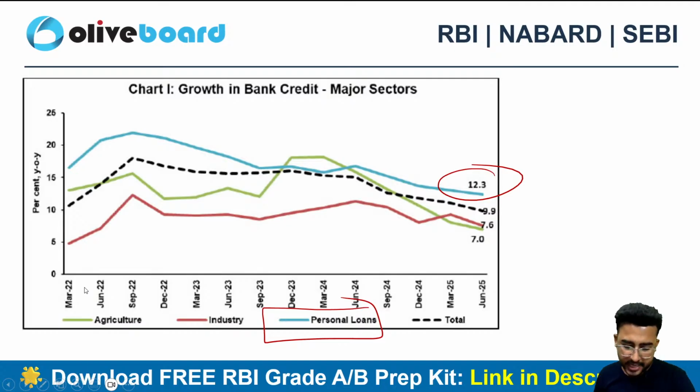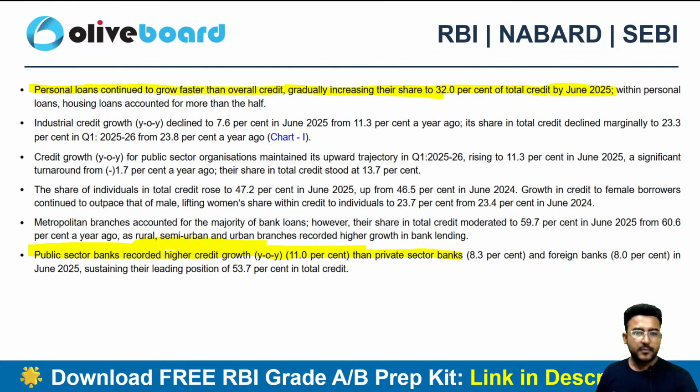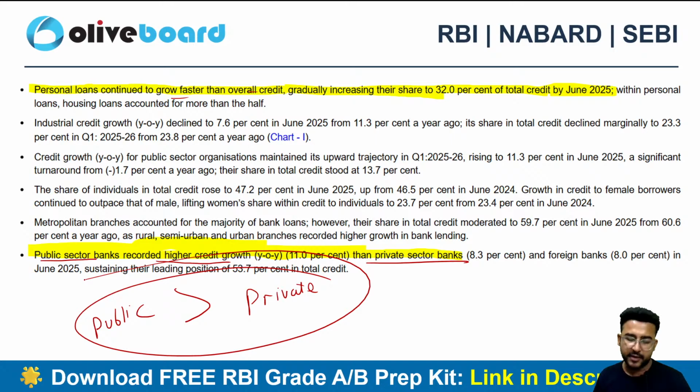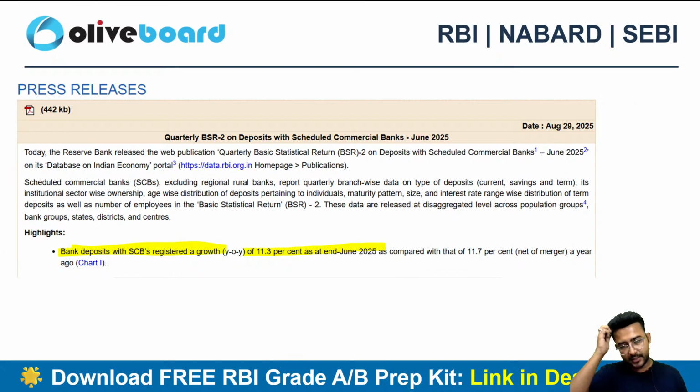Okay, as we can see in the chart as well. Next, we can see that personal loans continued to grow faster than any other category as of now. Public sector banks record a higher credit growth as compared to the private sector banks. So please do remember, public sector banks have a higher credit growth as compared to private sector banks. So this information is also relevant for your examination. Though I have covered each and every pointer in your RBI circular series, still this pointer can be important for your examination.